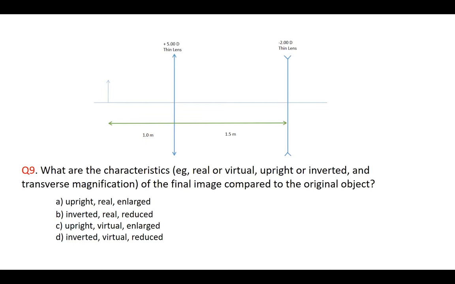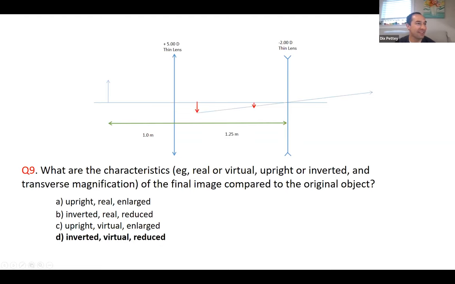No, I think, given that it's a negative two diopter lens, my assumption is that it's going to be a virtual image, which gives C or D. And virtual images tend to be... I said D. I don't remember how I got to D, but I said D.